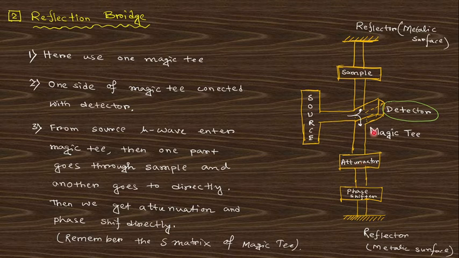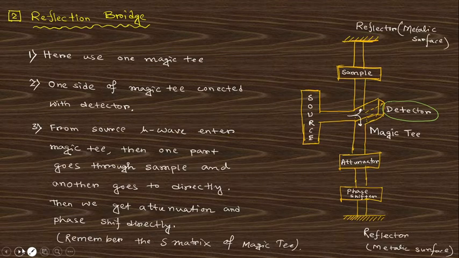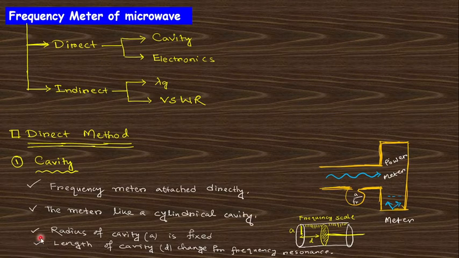So finally what happens is the microwave comes from the source, goes to these two sides, and after being reflected goes towards the detector. So we get the value of the phase shift and attenuation of this sample. Clear? So there are two methods to find the attenuation and phase shift of a sample. The first one is the transmission bridge, and the second one is the reflection bridge. Clear?